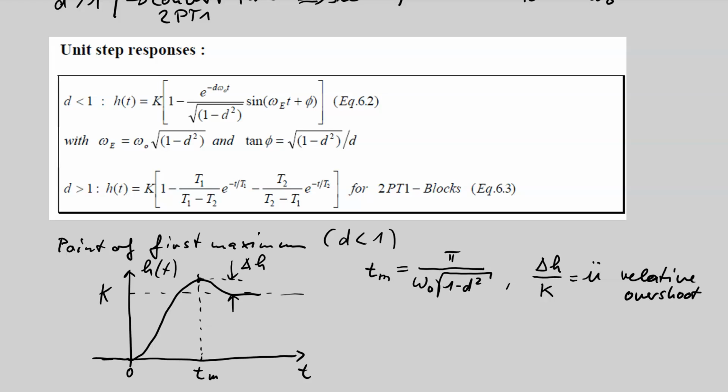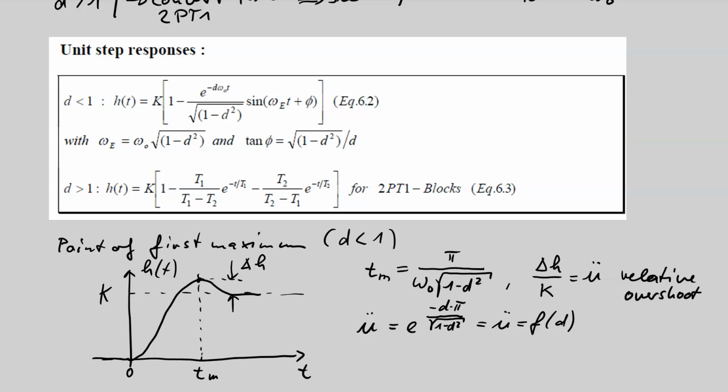And the good result of mathematical analysis gives the following expression: Ü is only dependent on the damping factor. It is e to the power of, in the exponent we have minus d times pi, divided by the square root of 1 minus d squared. So this is very important, because Ü is only a function of d, independent of omega naught. So if we have the overshoot factor, I can find out the damping value. If I have the damping value, I can predict the overshoot factor.